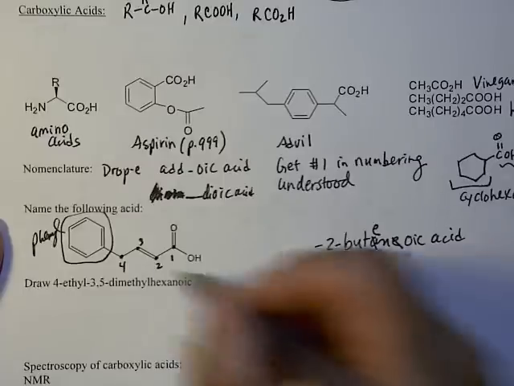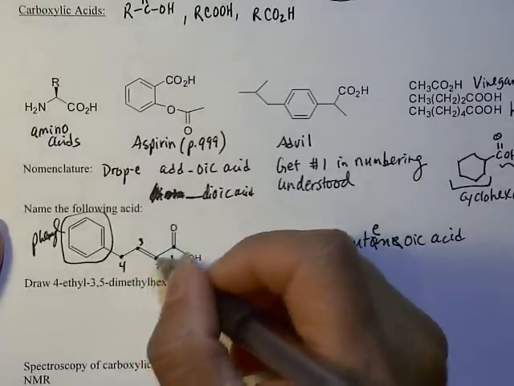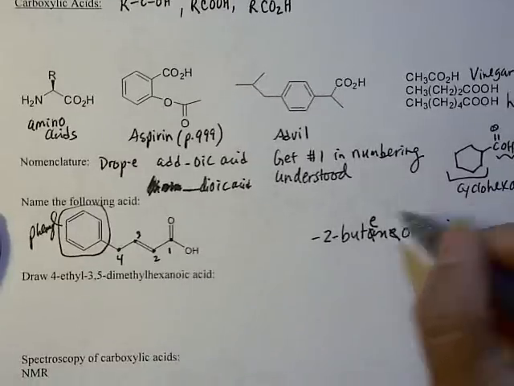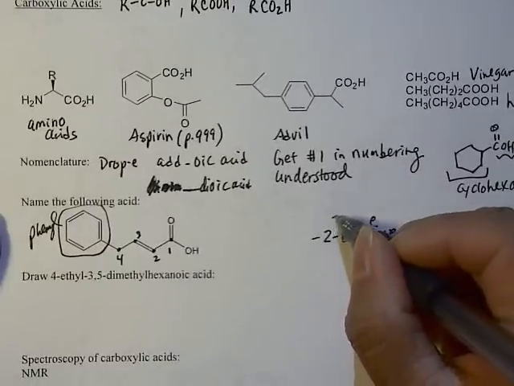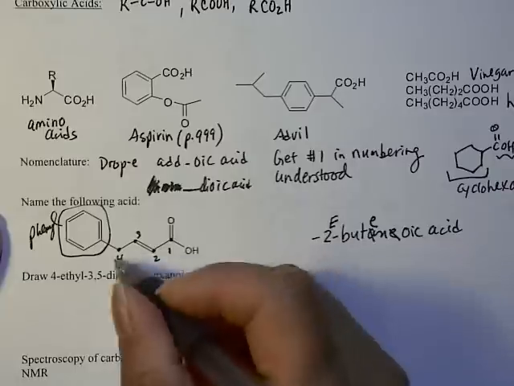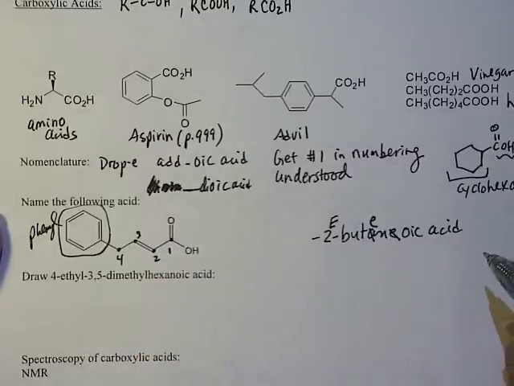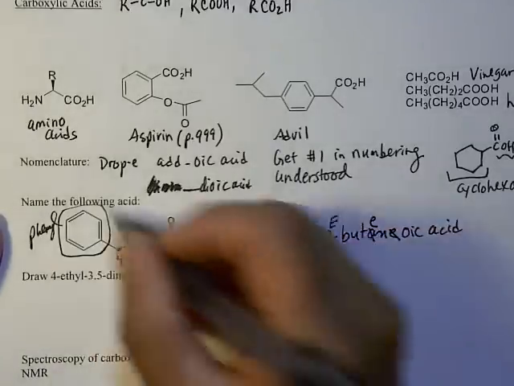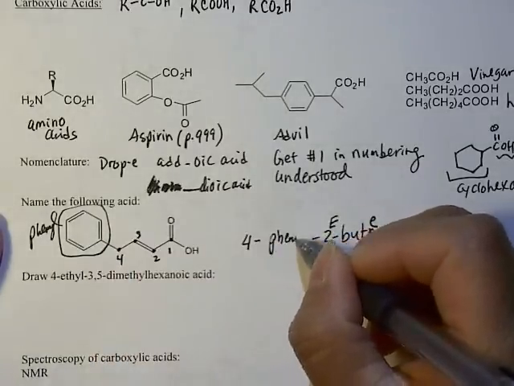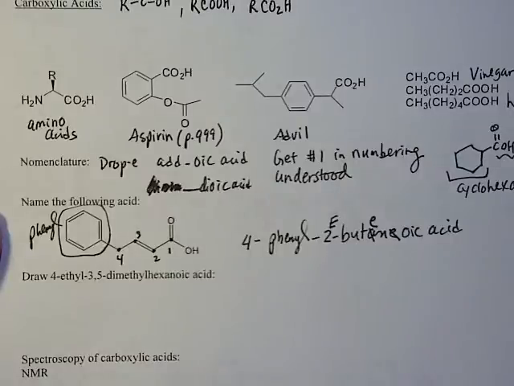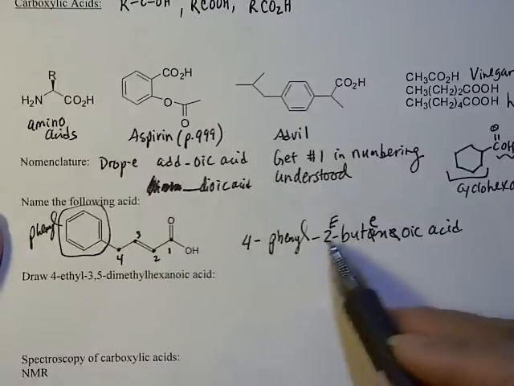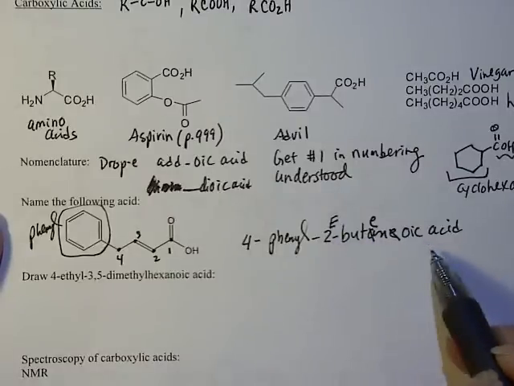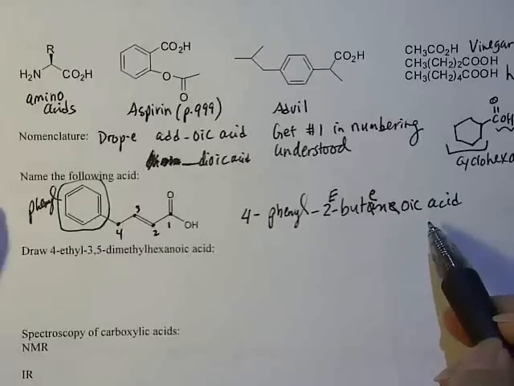And if you want to be really detailed, you could even put the E to refer to the trans configuration of the double bond. And then on the 4th carbon, you have a phenyl substituent. So the complete name for this compound is 4-phenyl-2-E-butenoic acid. All right.